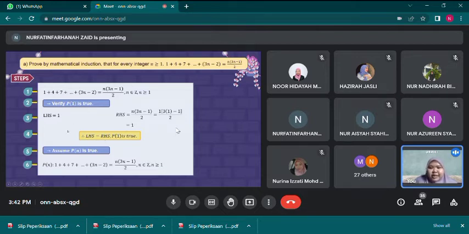Next is to assume Pn is true. Take note that our Pn is derived from our question, so we can just make an assumption and skip performing any calculation.